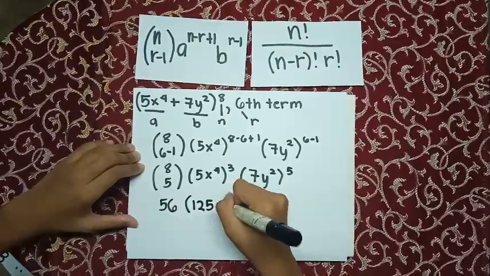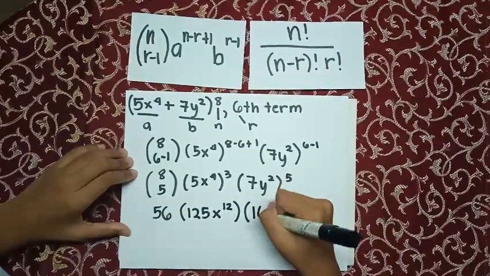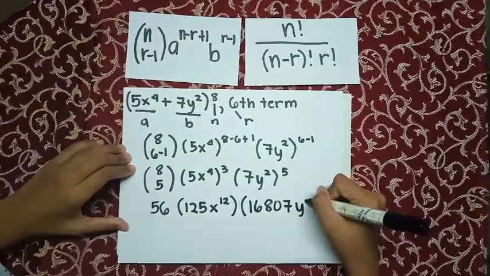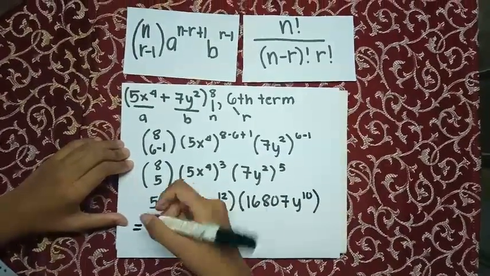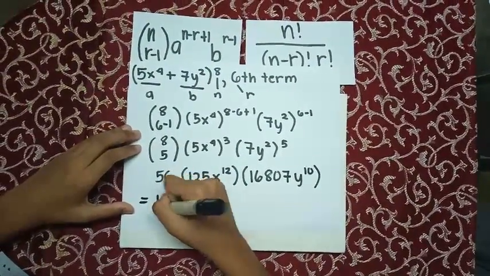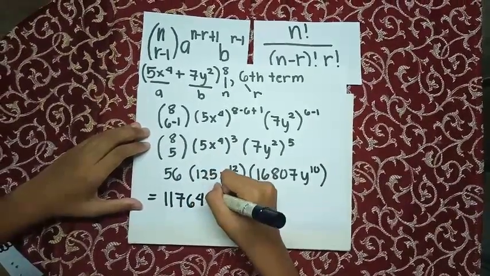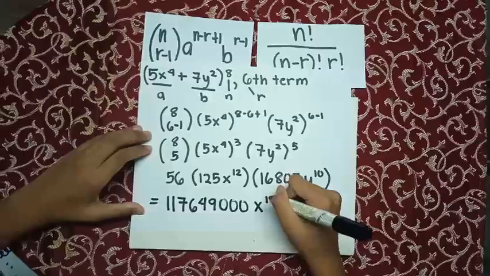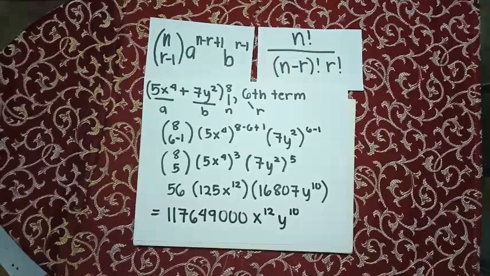So let's use the formula for combination, and we will come out with 56 times 125 x raised to 12 multiplied with 16,807 y raised to 10. And simplify. The sixth term of the binomial quantity of 5x raised to 4 plus 7y squared raised to 8 will be 117,649,000 x raised to 12 and y raised to 10.